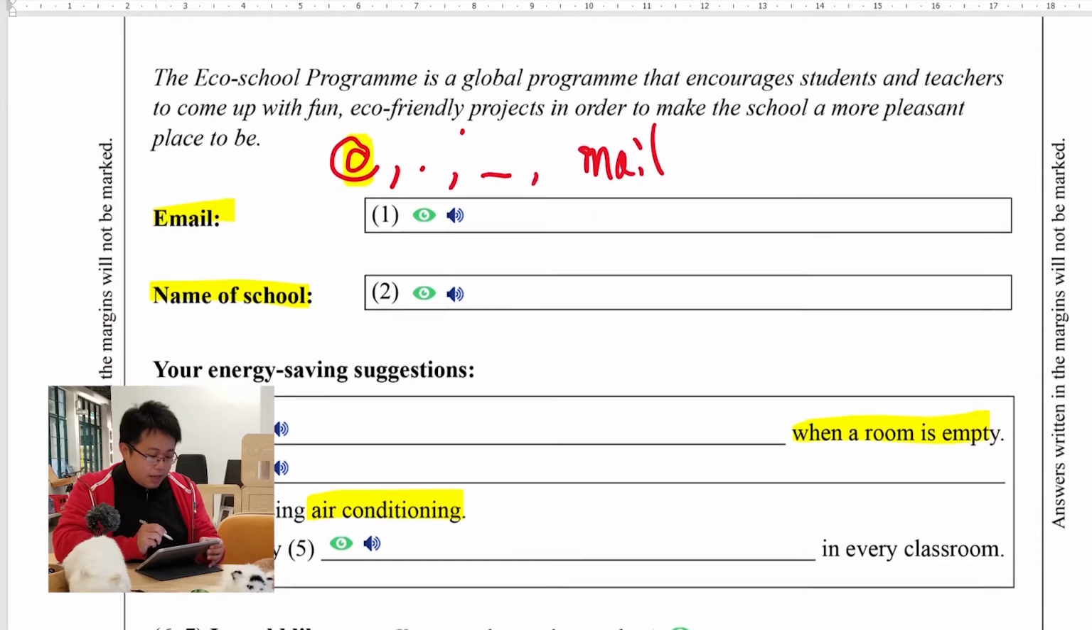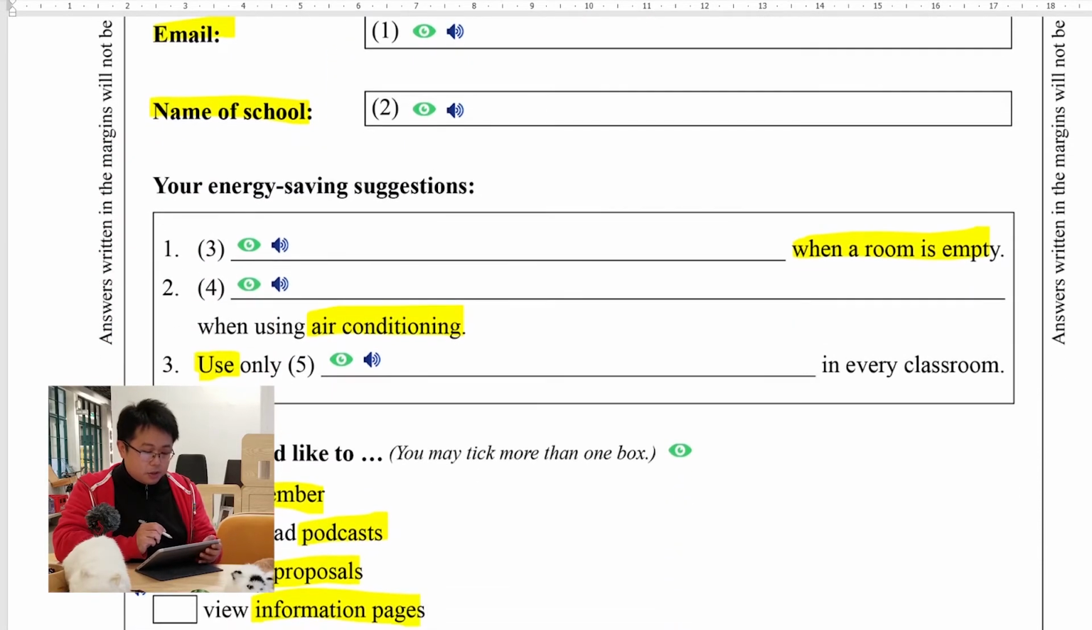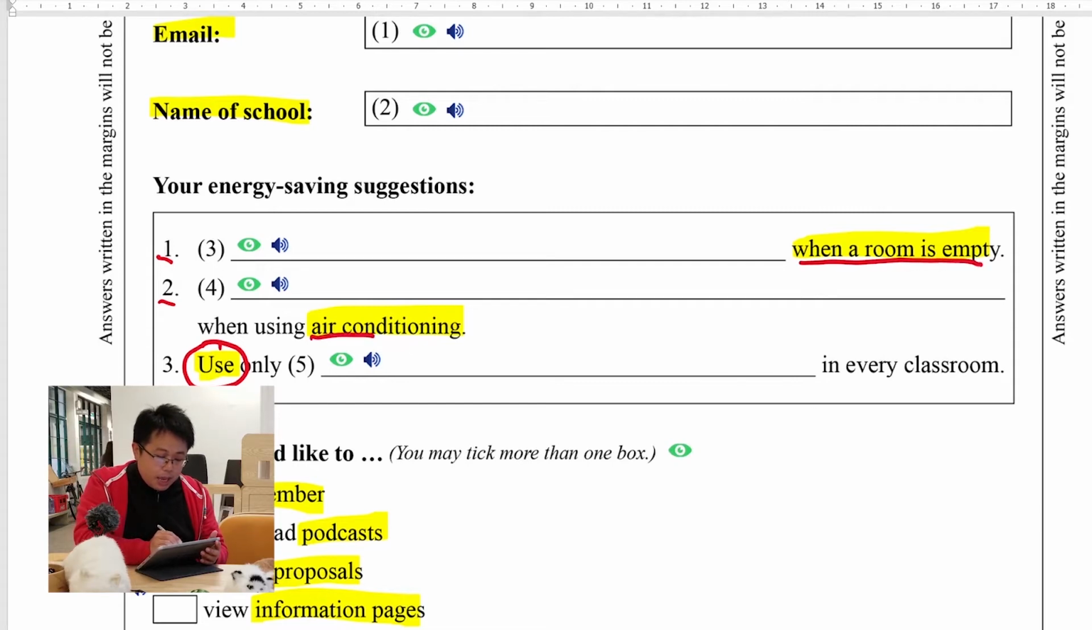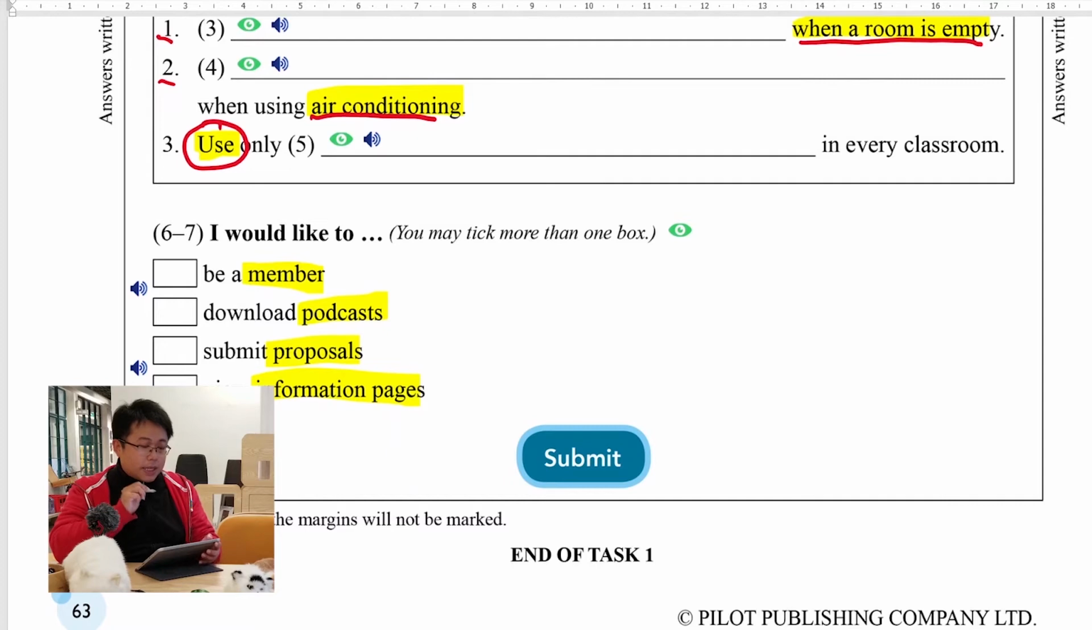And then for the next part, energy saving suggestions. First of all, you should notice that number 3 starts with a verb. That means number 1 and number 2 should also start with a verb. So please pay attention to that. And for another thing that I've highlighted, like when the room is empty and air conditioning, these are hints for you to listen. When you listen to the audio and you hear when the room is empty, then that is the answer.